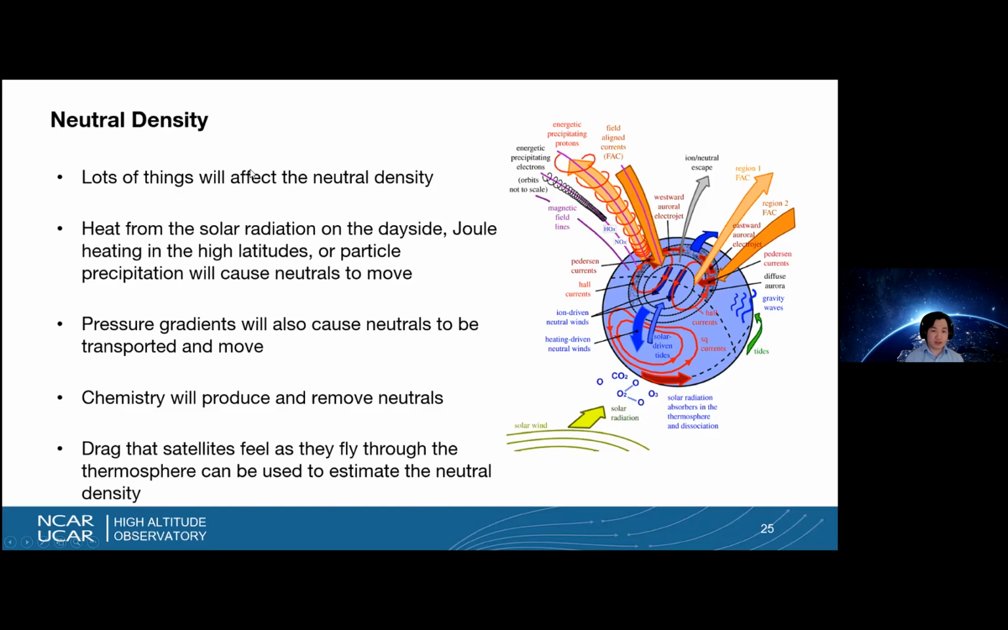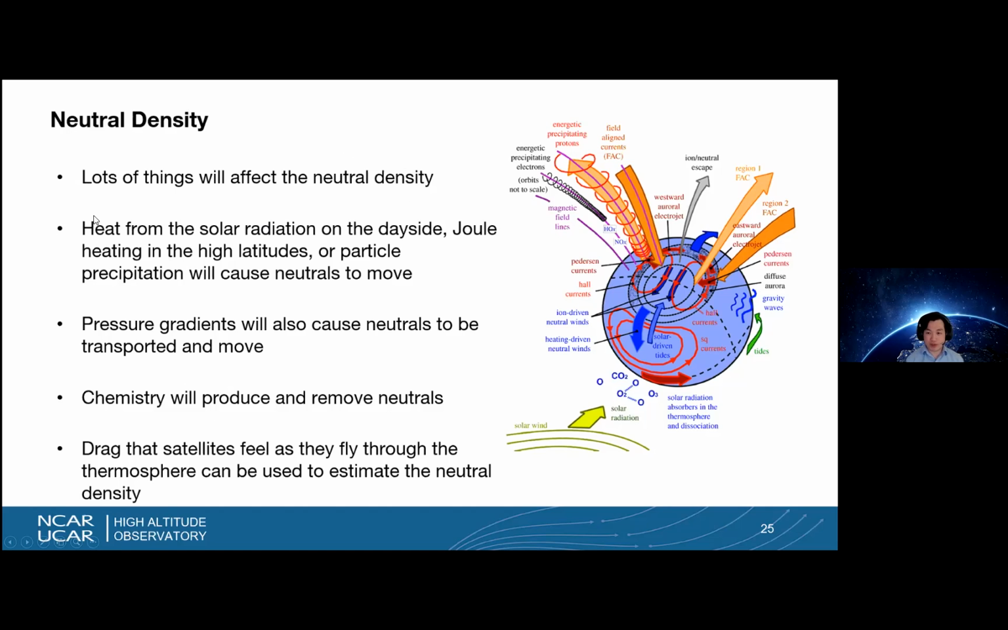But the input from the magnetosphere enters the thermosphere at the high latitude. So everything is coupled together. So changes in the magnetosphere will be seen in the neutral density. But then why am I looking at the neutral density? The neutral density is the last thing in a long causal chain.